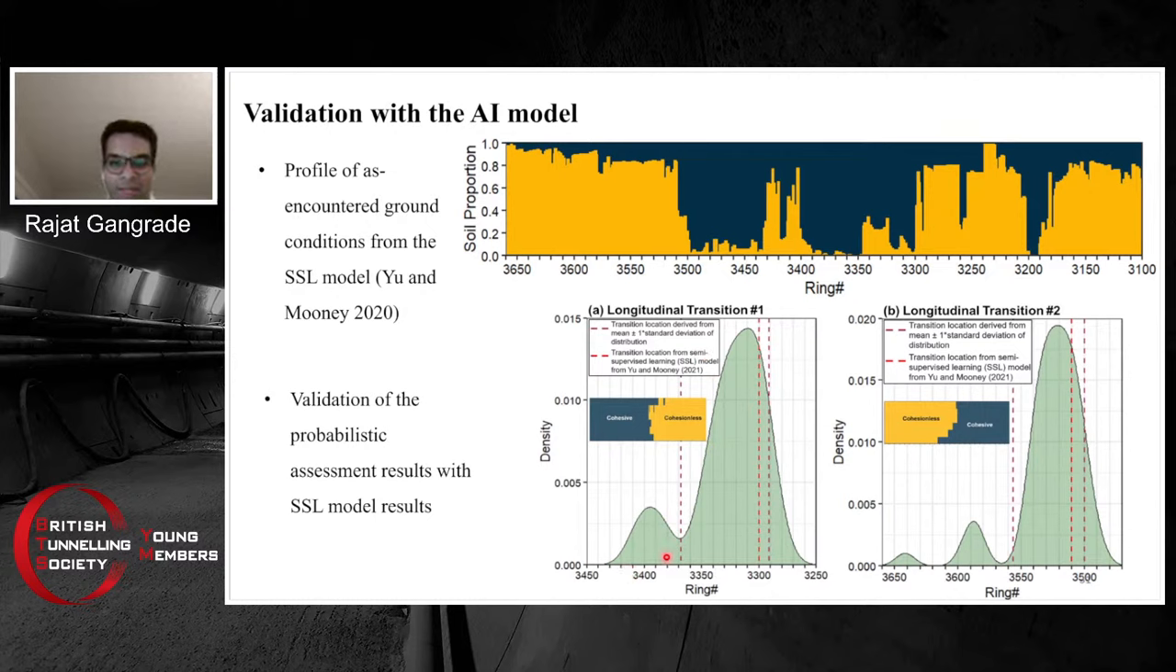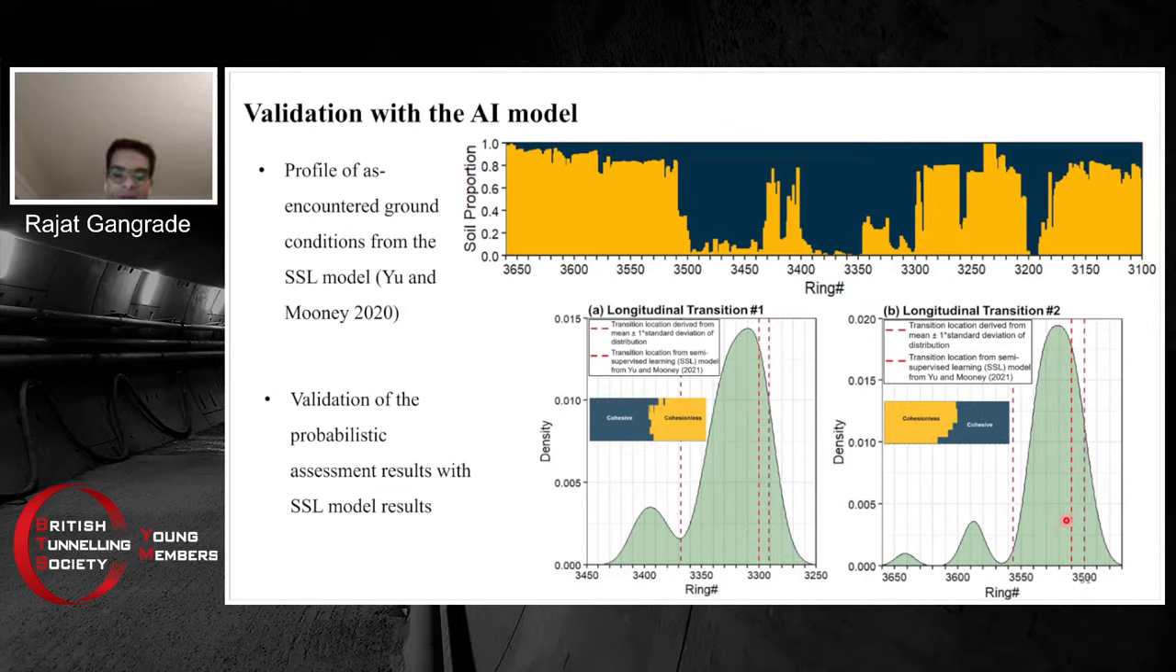The green curve shows all the possible locations of transition, and the red line is the transition location from the AI model. So in this case, as you can see, the transitions in the geostatistical model are validated with the locations of transitions from the AI model, because it falls within the distribution and within one standard deviation of the distribution.